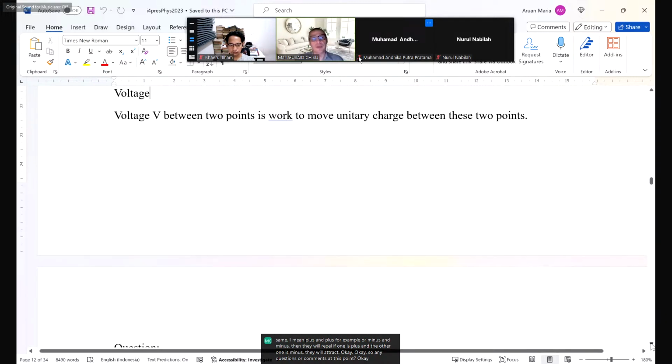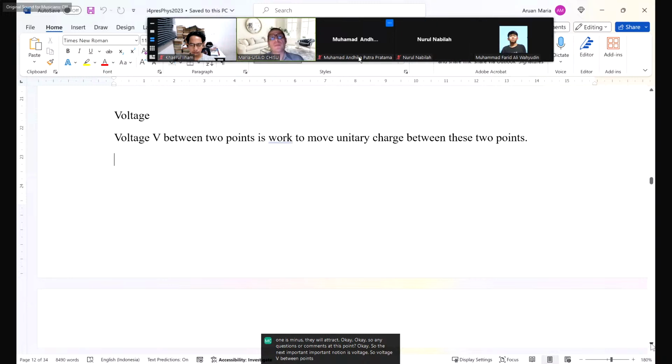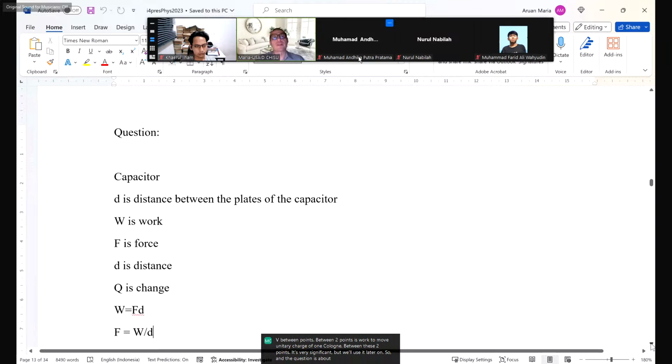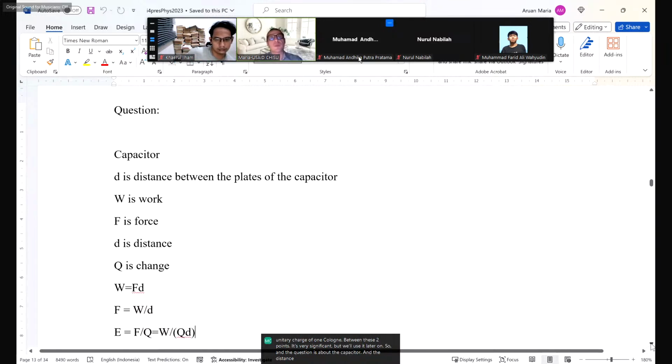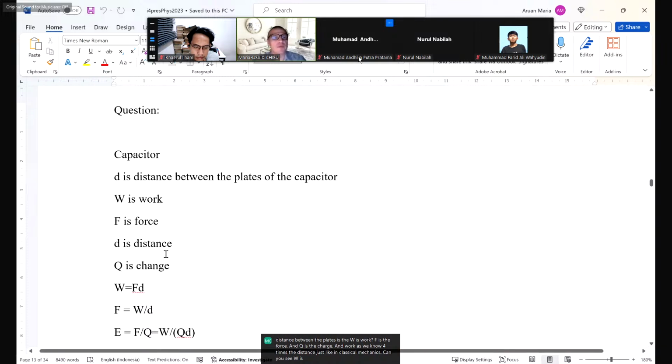So the next important notion is voltage. Voltage V between 2 points is work to move unitary charge of 1 coulomb between these 2 points. It's very significant. We will use it later on. The question is about the capacitor, and the distance between the plates is D. W is work, F is the force, and Q is the charge. And work, as we know, is force times the distance, just like in classical mechanics. W is F times D.